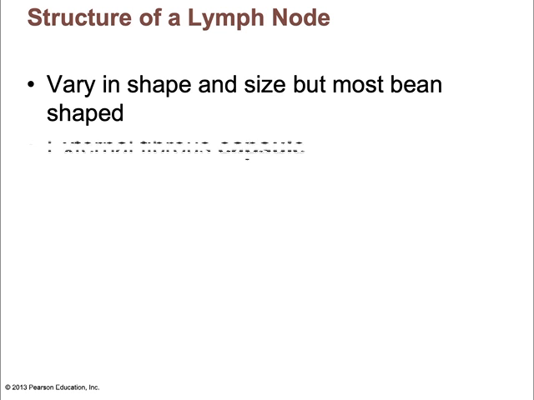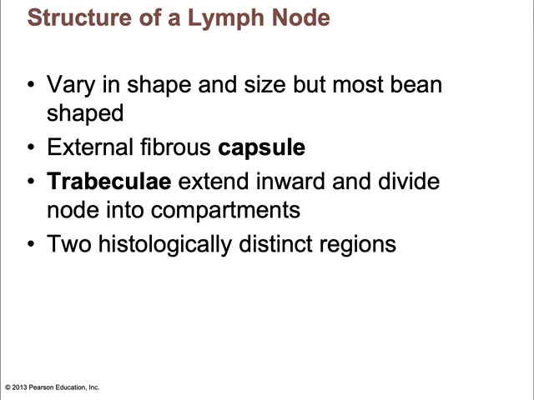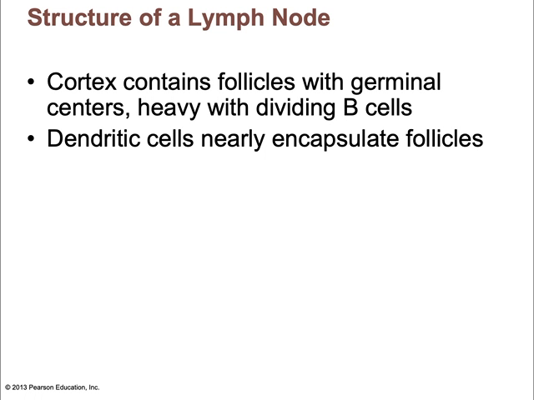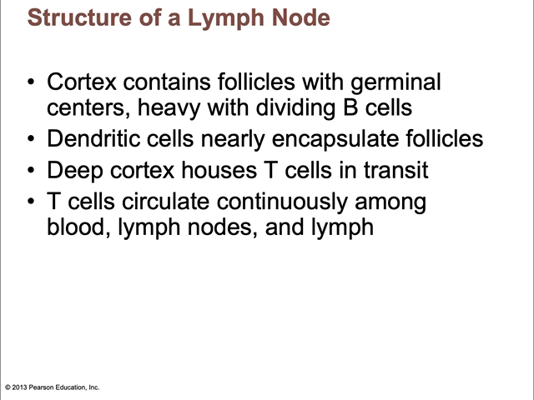Lymph nodes vary in shape, but they're about bean-shaped with a capsule outside and trabeculae that extend inward, dividing it into different lobes. The regions include the cortex and the medulla, the cortex being the outer portion and the medulla being more towards the core. The idea, again, is that fluid percolates through this, and as it does, it interacts with both the macrophages and the lymphocytes. The cortex contains follicles with germinal centers, and that's where a lot of the B cells get produced. The dendritic cells are going to encapsulate the follicles, and the deep cortex houses the T cells that are in transit, circulating continuously between the blood, the lymph nodes, and the lymph. So they're basically marching around, doing their job.